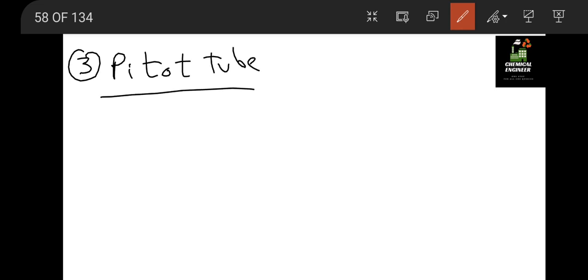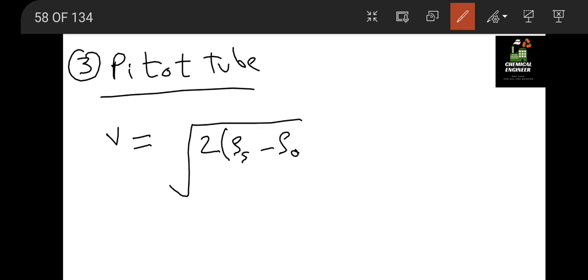Next, third, we have the pitot tube. The pitot tube is generally used to calculate the local velocity along a streamline. Generally we calculate air velocity from the pitot tube. For the pitot tube, the general equation gives the velocity directly, because there is a stationary point, and from the general Bernoulli's equation we get this equation: PS minus P naught divided by rho.